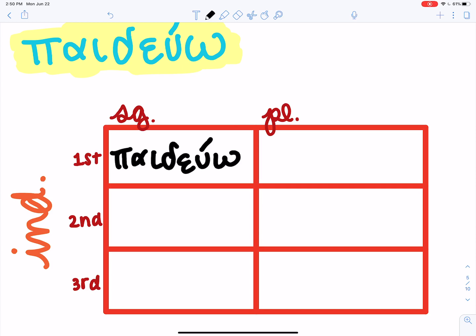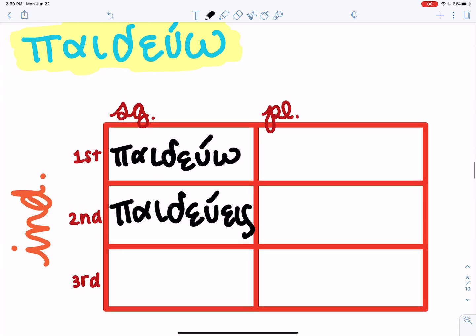Okay, on to second person singular. Paideu, because that's our stem, right? We just take off that omega. Paideu, and then eis. And because that ending is long, we move back our acute one syllable. Okay, and then on to our next form.